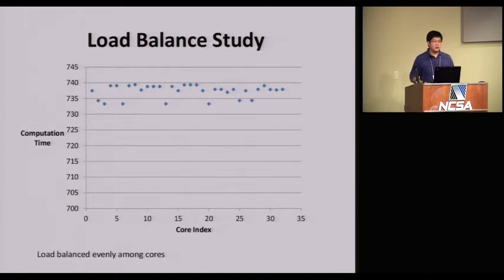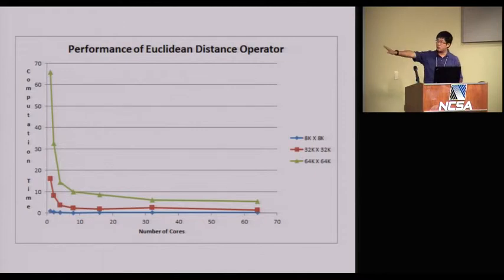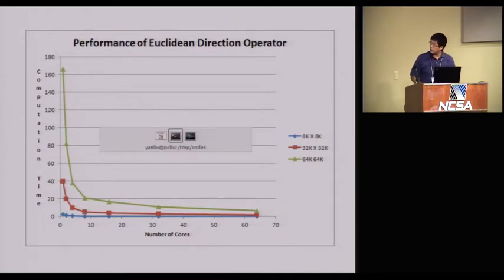Then we wrapped up our parallelization work on the parallel CML operators, specifically the focal distance and the focal direction, and wrapped that into a Python library. I'll skip this because I'm going to give you a live demo. For these individual operators, this is the performance. This is for the Euclidean distance calculation based on different sizes of raster. As you can see, the green one has the biggest data size. It takes 16 gigabytes of my memory. If you know OpenMP, you understand this curve. There's a similar curve for the direction operator. So now, back to the parallel CML operator. I'm going to give you a demo.